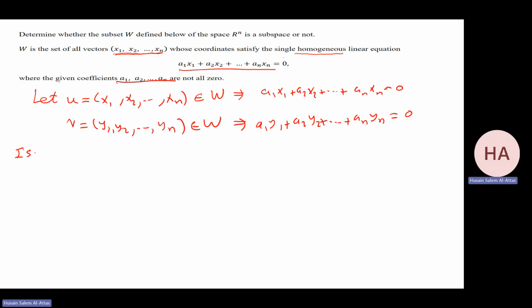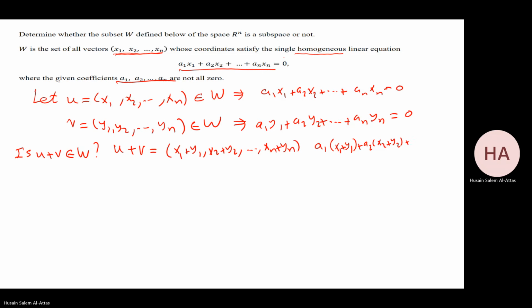Now the question is: does u plus v belong to W or not? And it does. Why? Because u plus v is x1 plus y1, x2 plus y2, up to xn plus yn. So the question is: a1 times the first component plus a2 times the second component plus up to an times the last component. Is that equal to 0 or not? So this is the question. Would that be equal to 0?